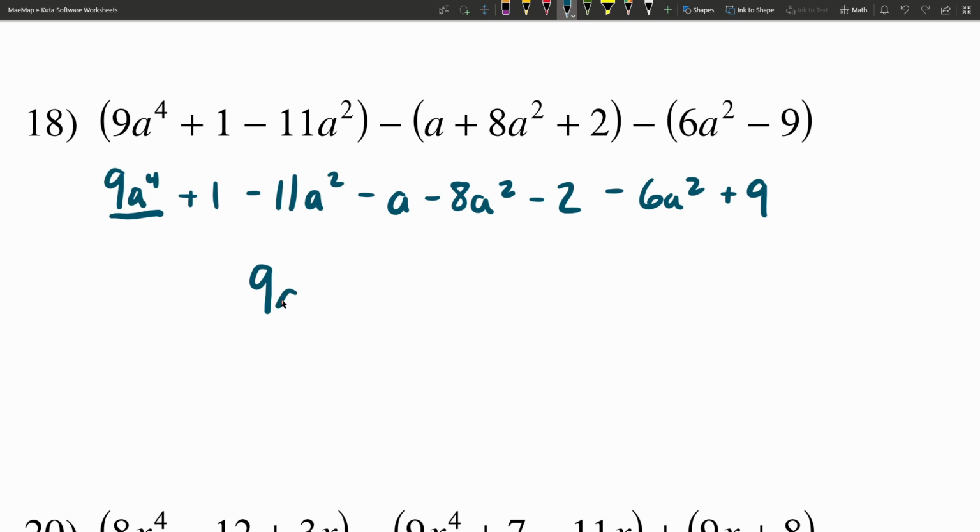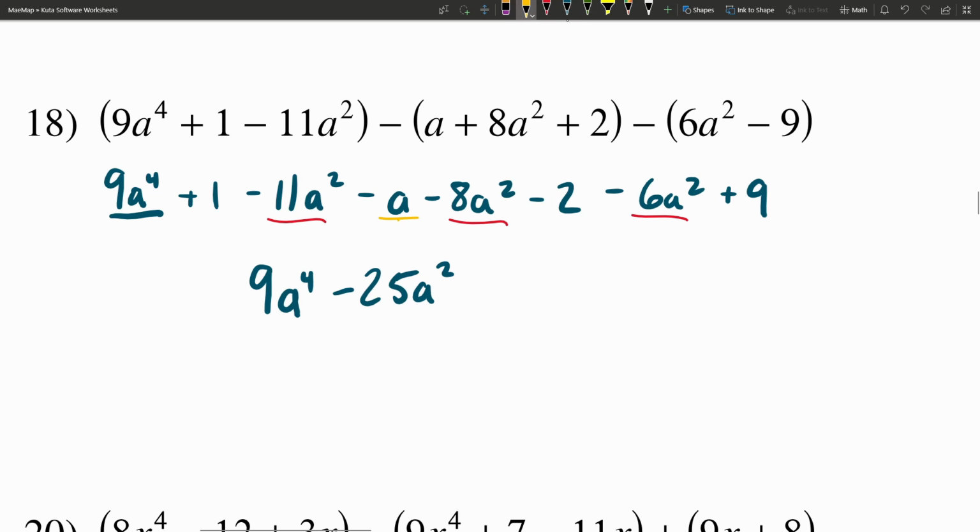So I'm just going to copy it right on down, 9a to the 4th. My next highest degree, it seems, is a degree of 2, which occurs here, here, and also here. So I have a negative 11a squared minus 8a squared, which gives me a negative 19a squared, but then I'm still subtracting a 6a squared. So negative 19 minus 6 is going to be negative 25. So that's a minus 25a squared. Next, I see a degree of 1, which occurs right here.